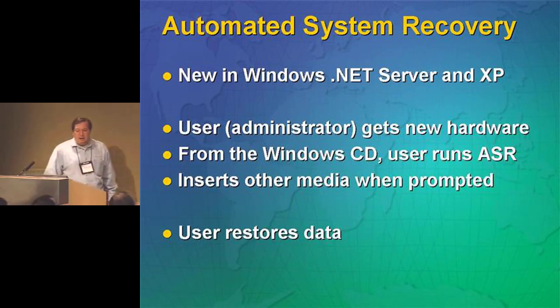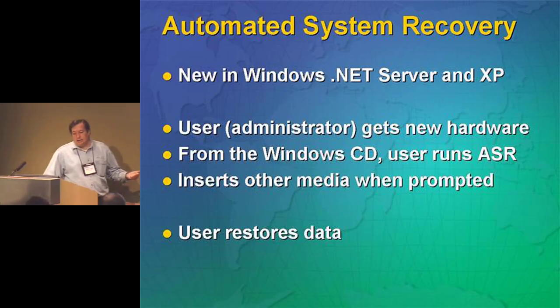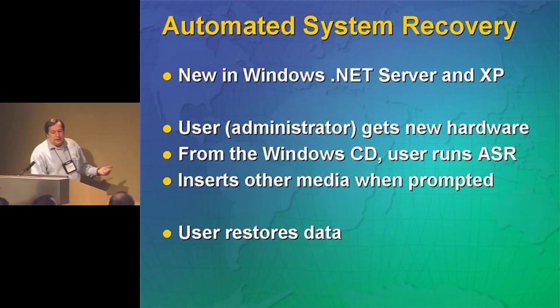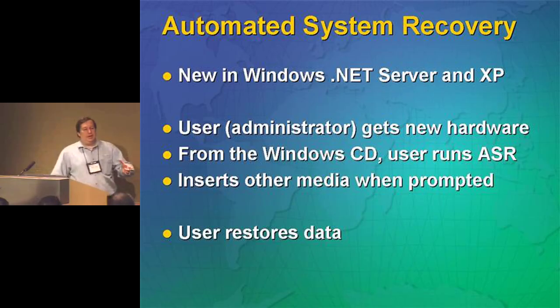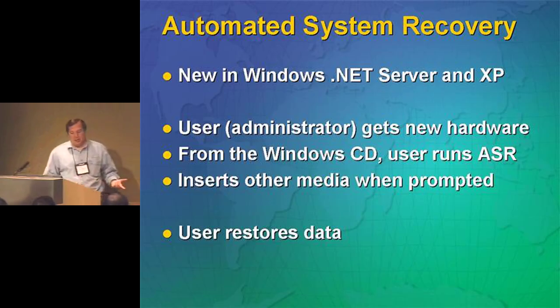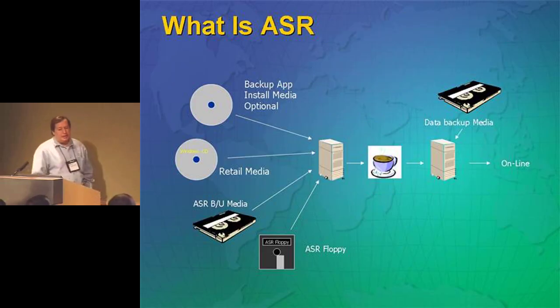So let's talk about the new way, automated system recovery. It's new in .NET and XP, so you can try it in XP now. The administrator goes out and has to buy new hardware or fix what he's got. Then he puts in the Windows distribution CD, and he hits F2. He inserts the other media. Since it's a completely open process, third parties have worked to implement our ASR in their backup applications, so he may have to put in a product from another company, and then he restores the data. We shorten the steps quite a bit. Basically, it looks like this.